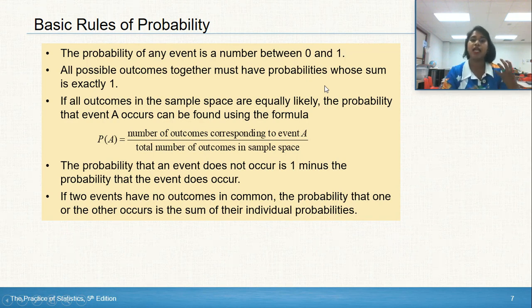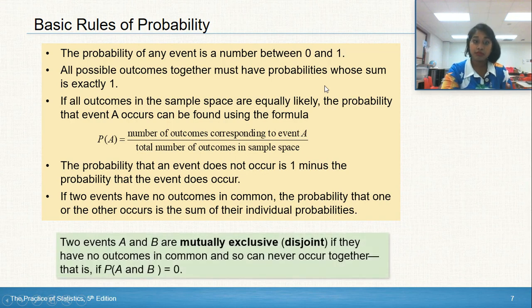Probability, two-way tables, Venn diagrams, and mutually exclusive or independent events. So if two events have no outcomes in common, then the probability that one or the other occurs is the sum of their individual probabilities. Can be rewritten as simply P of event A plus P of event B. That's basically what that's saying. So here they have that again, that if they are mutually exclusive, they are disjoint, then the probability that they would occur together must be 0, because they are mutually exclusive.